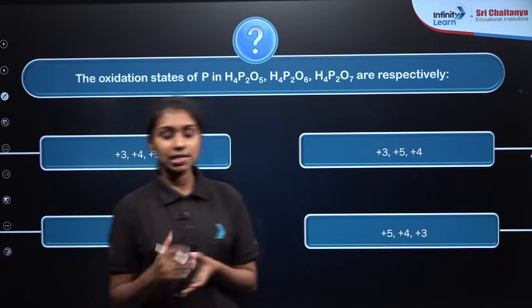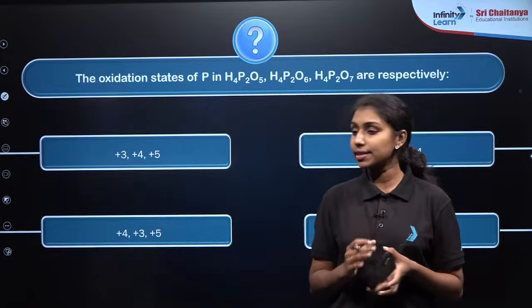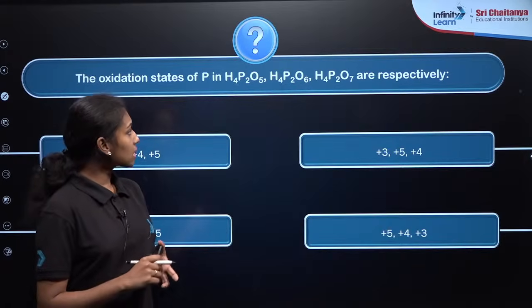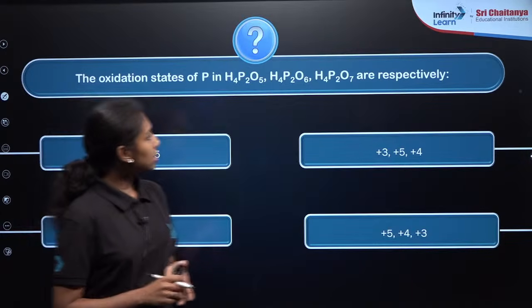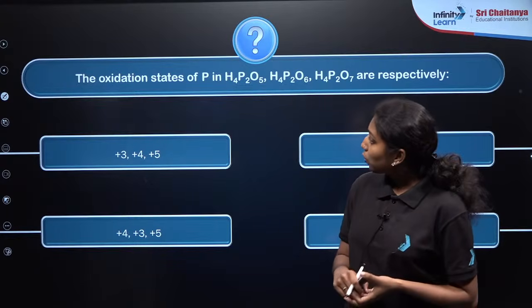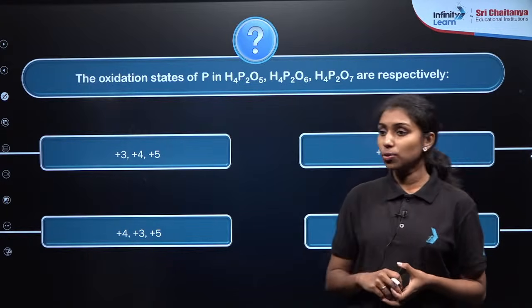So in the chemical reactions, we have seen the type of redox reactions, right? Redox reactions, how to find out the oxidation number. So here is the question based on the calculation of oxidation number of phosphorus in 3 different compounds. One is H4P2O5, H4P2O6 and H4P2O7.